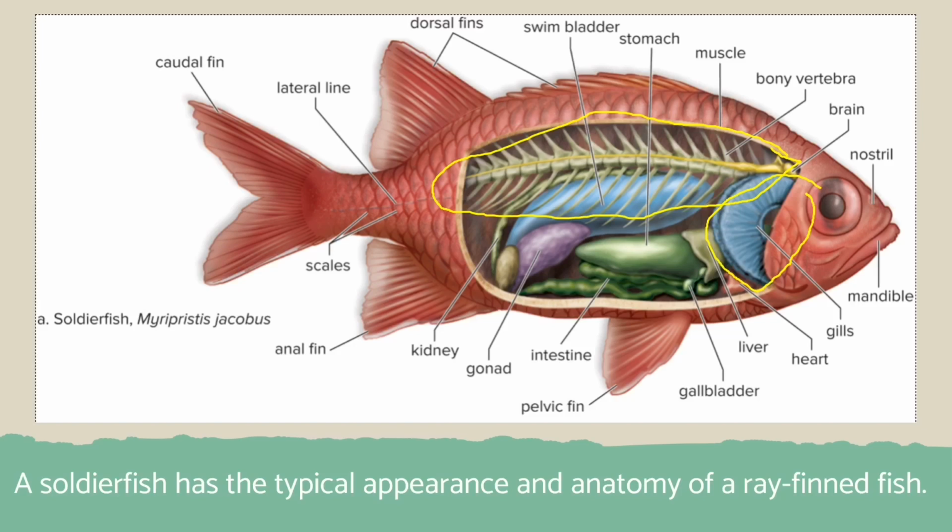What is the function of gills? Gills help fish breathe in water. Gills are equivalent to our lungs. Next, they have a swim bladder. Here, a swim bladder can help the buoyancy of the fishes.